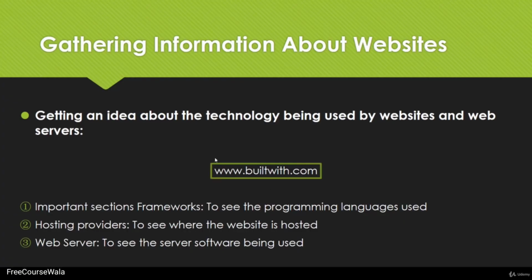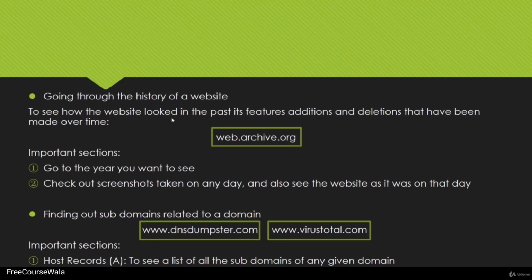Now, apart from the technology of the website and web server, what else can we search and gather? There is something called Web Archive or Wayback Machine. Going through the history of a website, we can see how the website looked in the past and its features, additions and deletions that have been made over time. We can look at the website and get to know what changes have been made over a period of time.